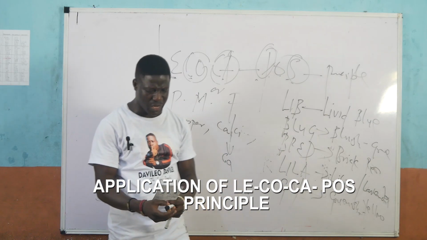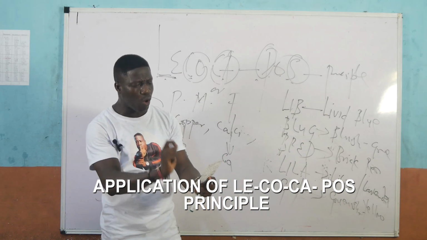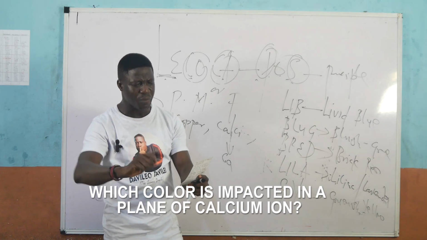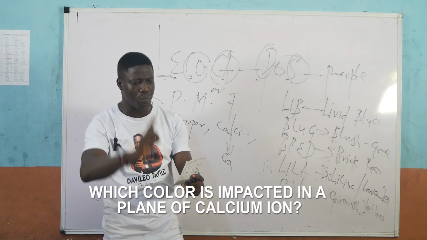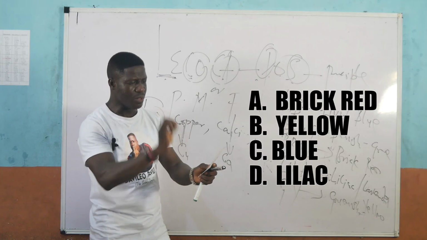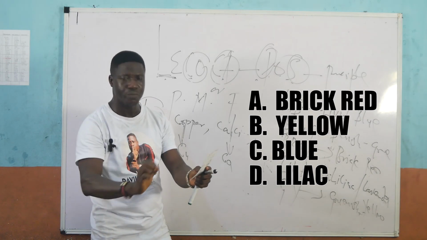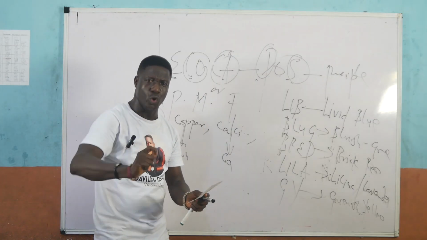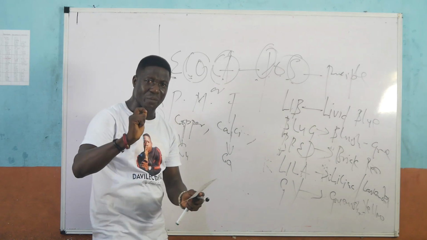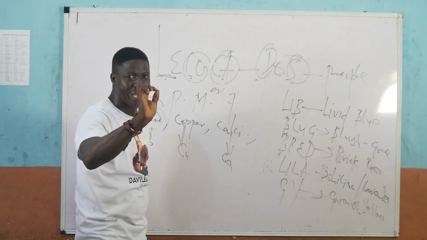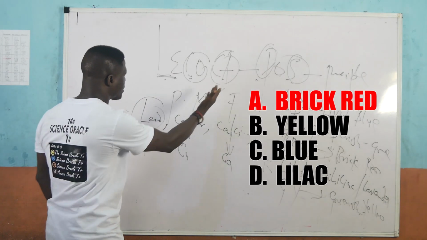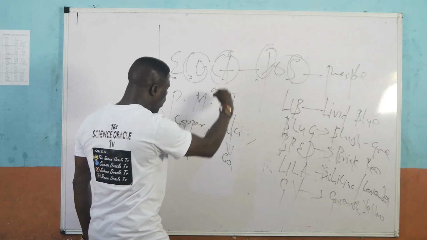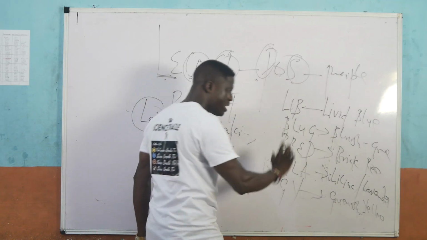This question is actually from UTME, I think 1994, and the question says, which color is imparted to a flame by calcium ion? A, brick red. B, yellow. C, blue. D, lilac. Now going by the Lefoka POS principle, you will agree with me that the correct answer is nothing but brick red. Look at it: when calcium is heated on a non-luminous flame, its color impartation corresponds with red, which stands for brick red.